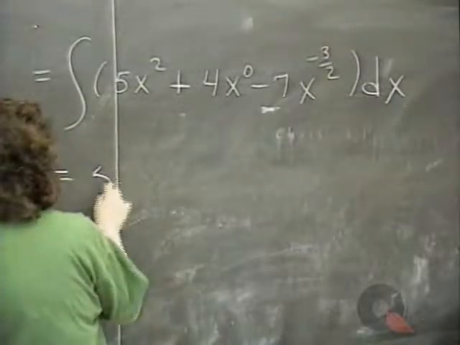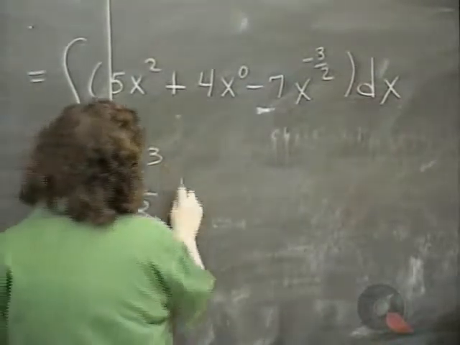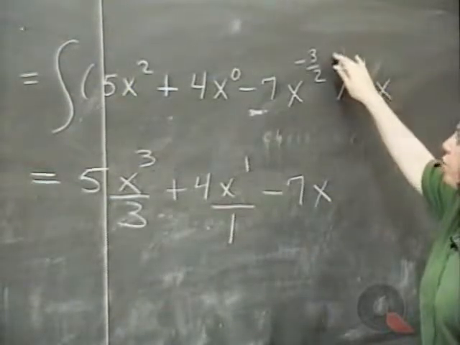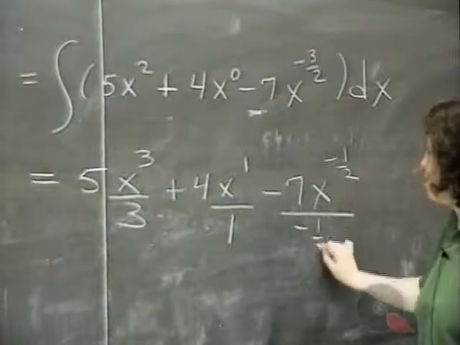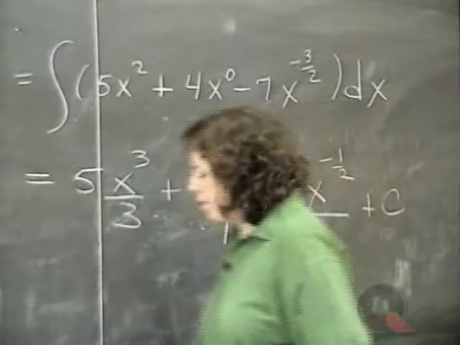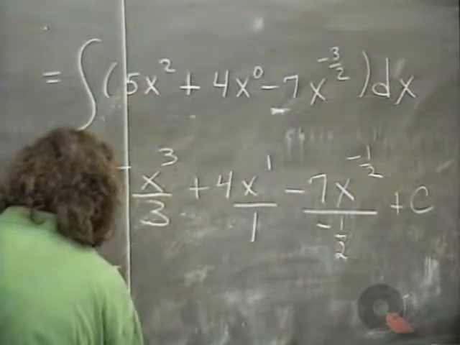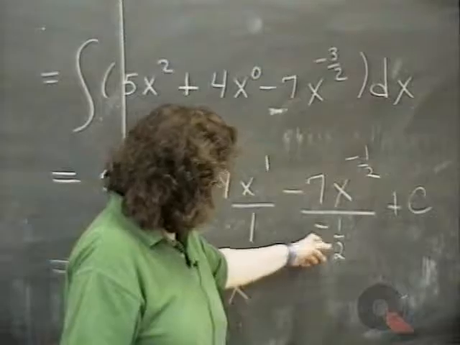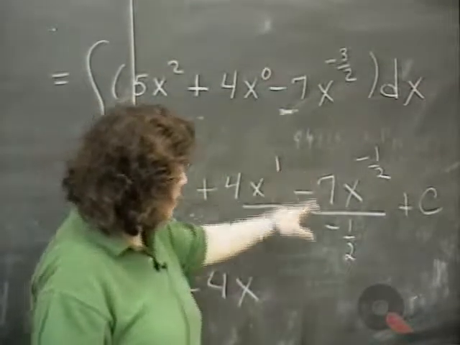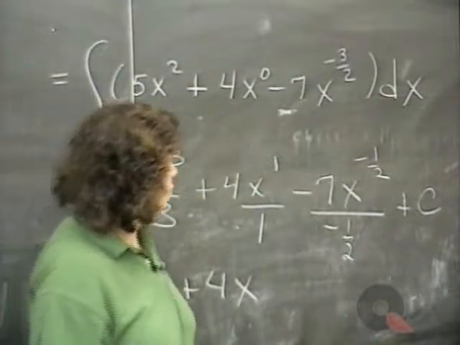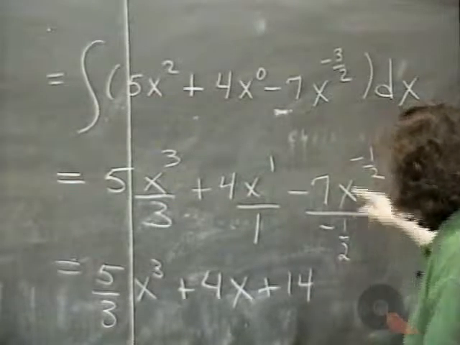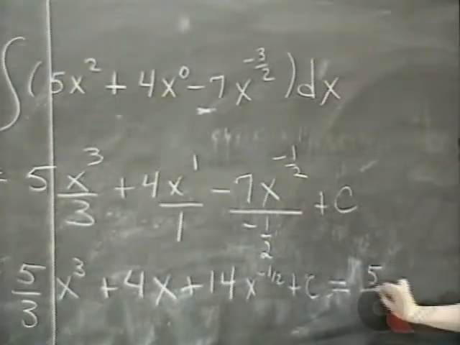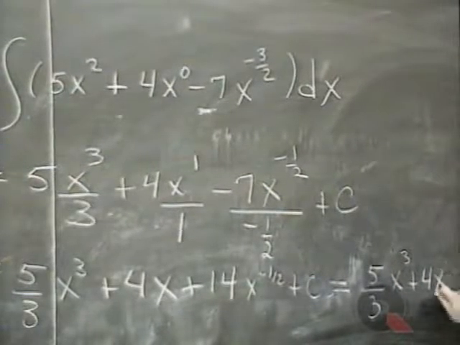So we go straight across: the constant 5, x to the 1 more power over that power, plus 4x to the 1 over 1, minus 7 x to the minus 3/2 plus 1, which is minus 1/2, over minus 1/2, plus a constant. Or 5/3 x cubed plus 4x. Now, minus 7 over minus 1/2, it's plus. Minus over minus is plus. Instead of dividing by 1/2, we can invert and multiply by 2 over 1, so it's plus 14 x to the minus 1/2 plus c.